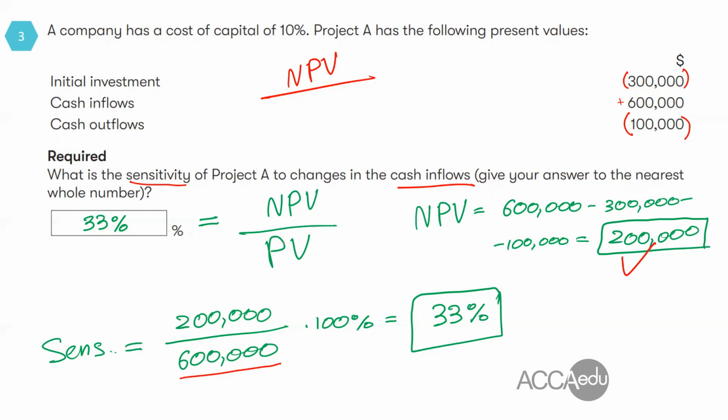We found it. And then the present value of cash inflows. The present value is automatically given here as $600,000. So the task is easy now. NPV 200 divided by the present value of cash inflow 600. When we multiply by 100%, we get the 33% answer. And the meaning behind this answer is as follows. If our cash inflows are going to be lower by 33%, then our project is going to give us 0 net present value.